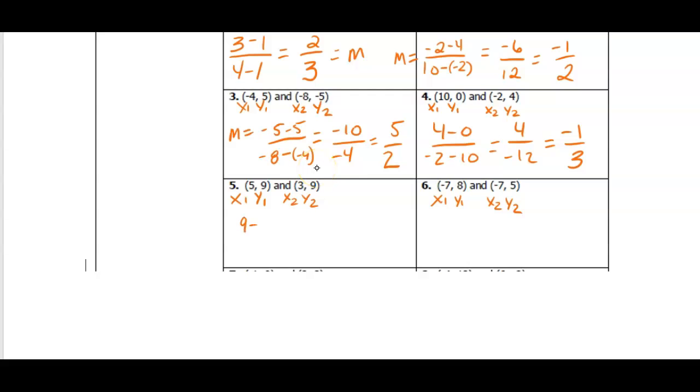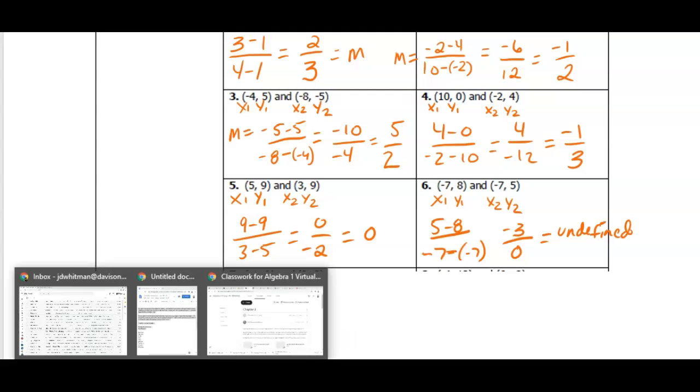y2 minus y1. So I have 9 minus 9 on top. That's going to be easy. And 3 minus 5 on bottom. So I have 0 divided by -2. That's just 0. So I have a 0 slope. Over here, the last one, 5 minus 8 on top, -7 minus -7. So that becomes two negatives equaling a positive. So I have -3 here. And I am dividing by 0 because I have -7 plus 7. Can't divide by 0. So this is one of those ones that's undefined.